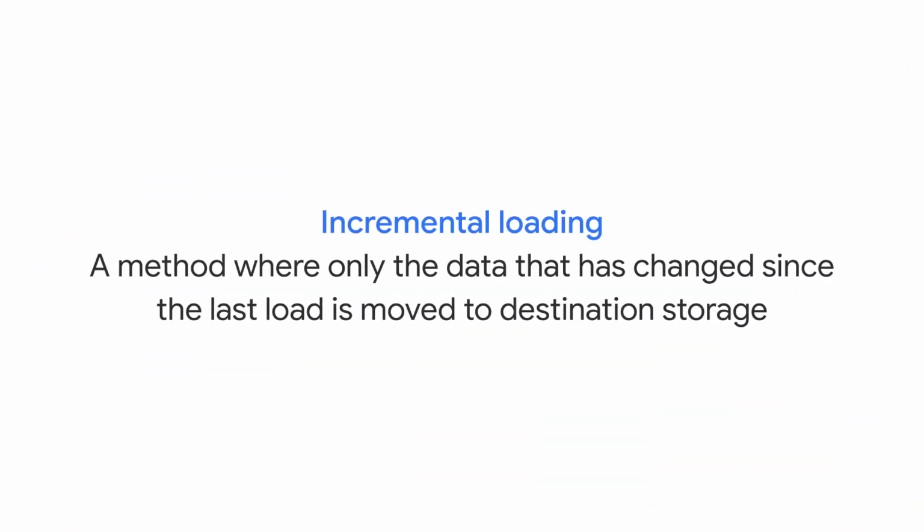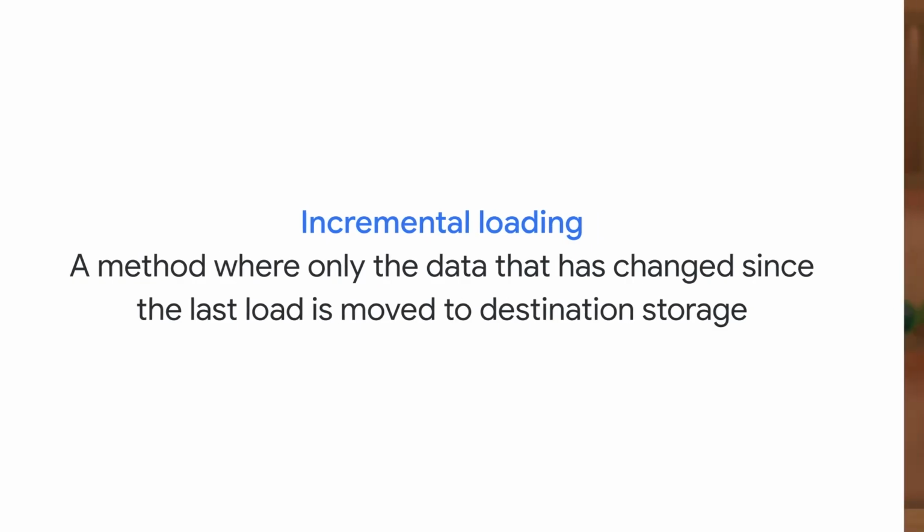Incremental loading is a method where only the data that has changed since the last load is moved to destination storage. Incremental loading is a great way to save time and resources when loading data, especially for large data sets that change frequently. How often data needs to be incrementally loaded will depend on a few factors, like the size of the dataset, how frequently it changes, and the performance requirements of the destination system.